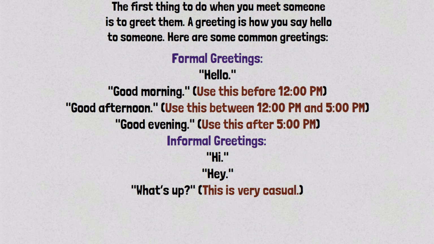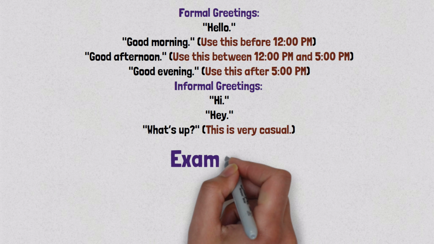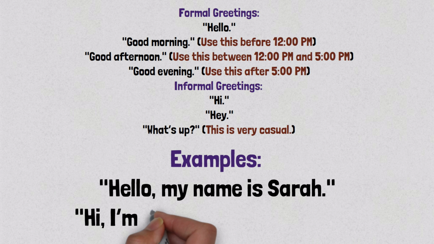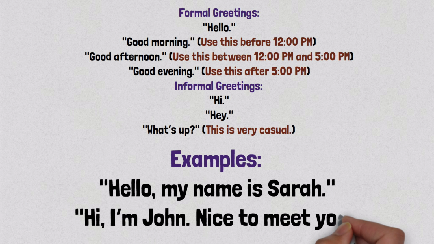Informal greetings: Hi. Hey. What's up? This is very casual. Examples. Hello, my name is Sarah. Hi, I'm John. Nice to meet you.